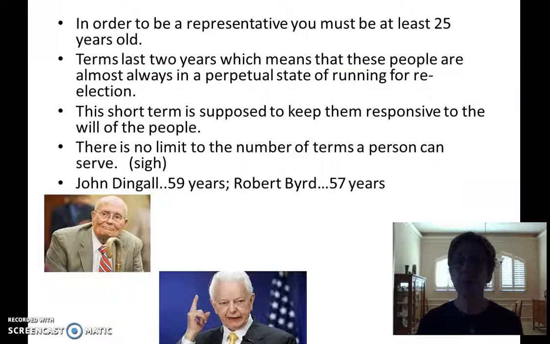All right, so what do you have to be to be a representative? You don't have to be very old. You only need to be 25 years old. And there are some fairly young representatives, as young as 28, 30 years old. It's unusual, but it happens.